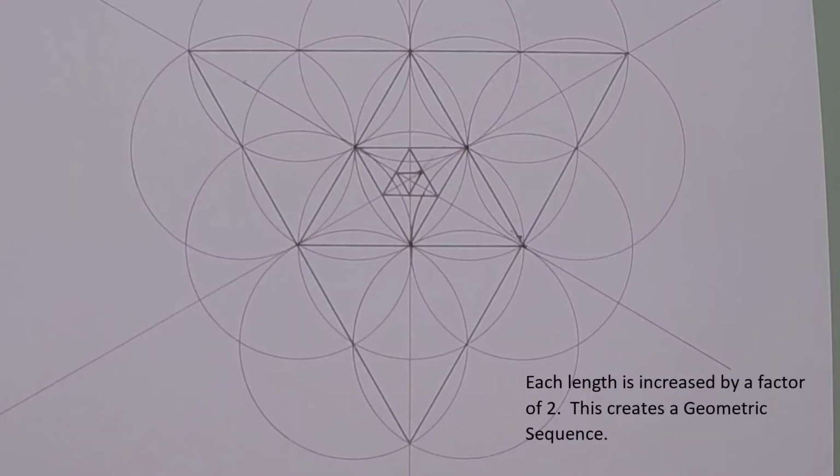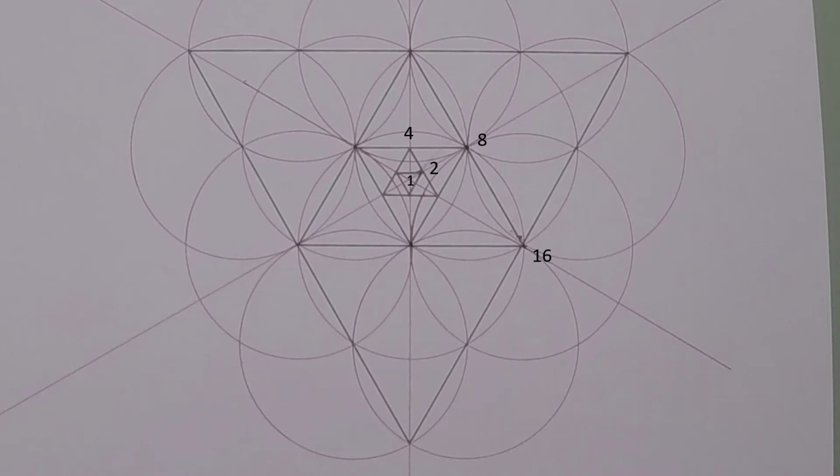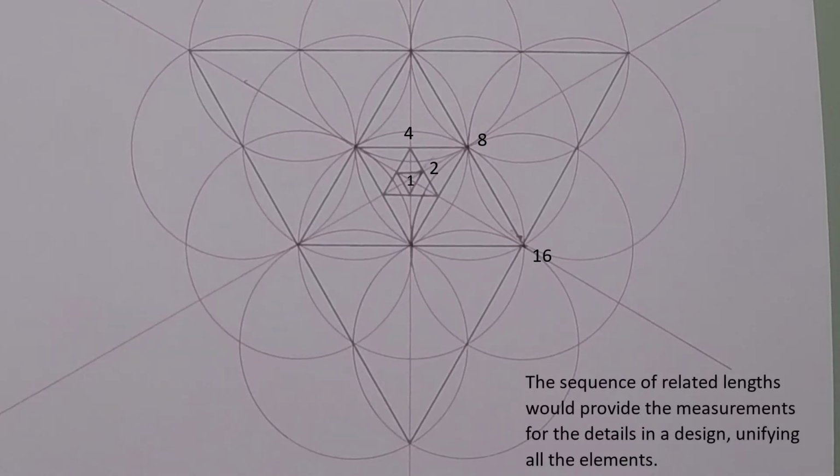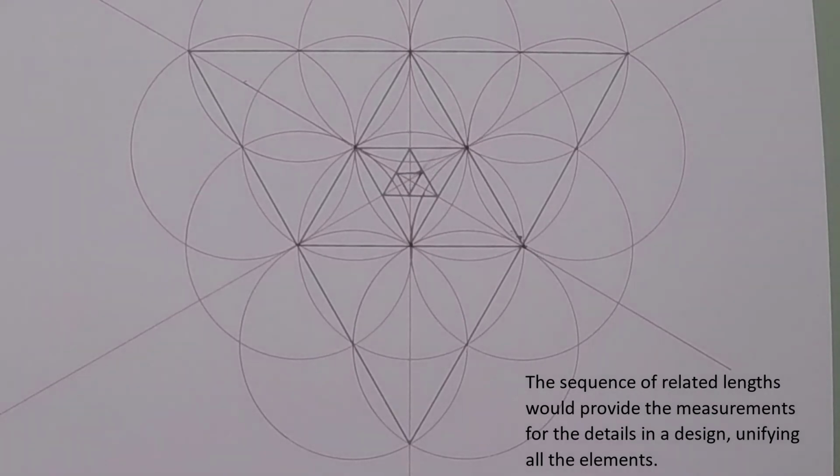Each length is increased by a factor of 2. This creates a geometric sequence. This is easy to figure out mathematically. However, the geometry demonstrates a clear and concise method. The sequence of related lengths would provide the measurements for the details in a design, unifying all the elements.